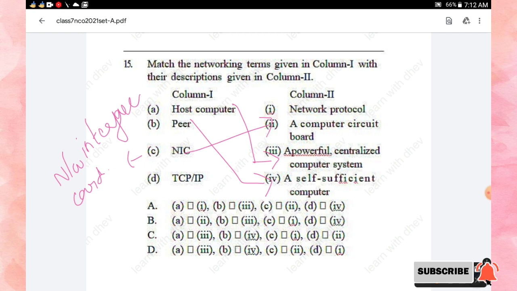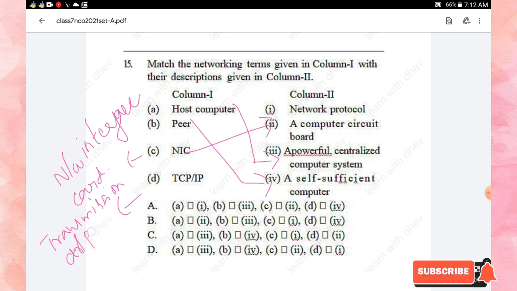Then TCP, Transmission Control Protocol. TCP/IP protocol. Transmission Control Protocol, whereas IP means Internet Protocol. So these would match with the network protocol in column 2. So finally, which would be your right answer? Yes, option D is the correct answer.